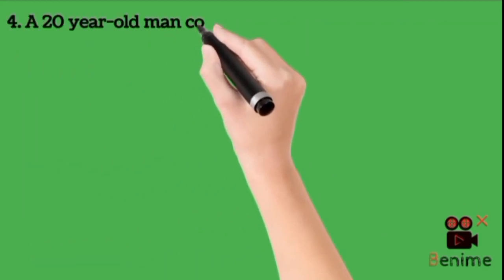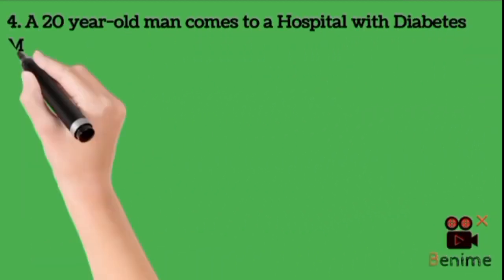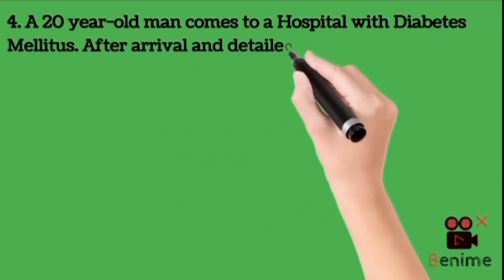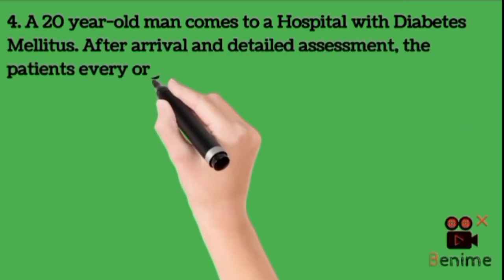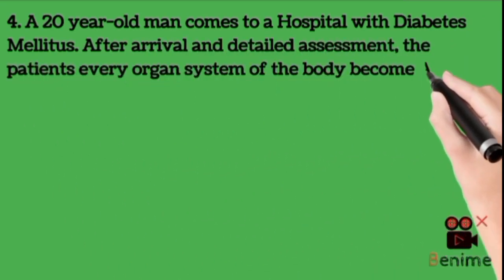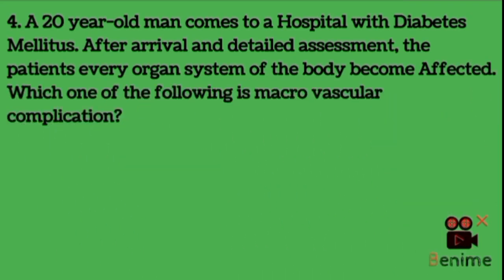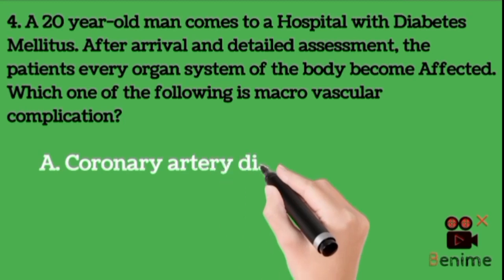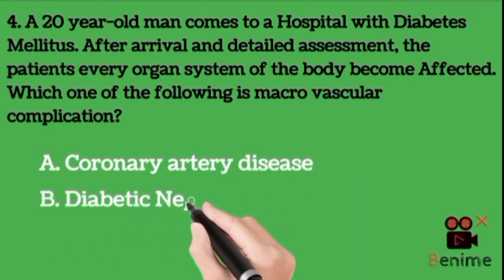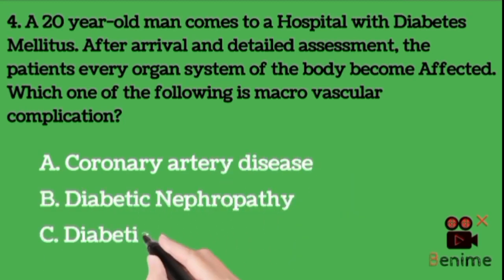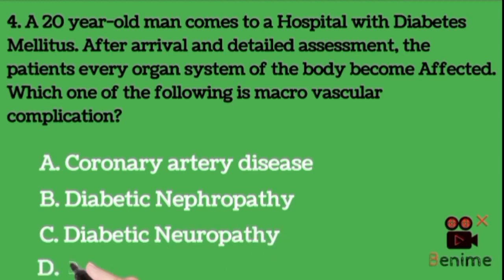4. A 20-year-old man comes to a hospital with diabetes mellitus. After arrival and detailed assessment, the patient's every organ system of the body become affected. Which one of the following is macrovascular complication? A. Coronary artery disease. B. Diabetic nephropathy. C. Diabetic neuropathy. D. Diabetic retinopathy.